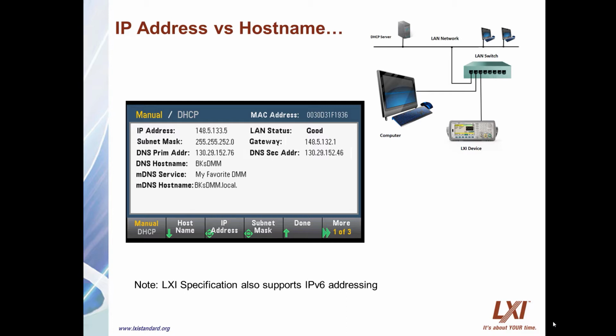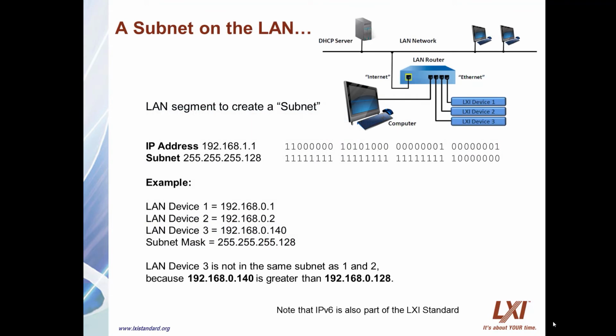Every LXI device is required to have a host name, and when it connects to the LAN, it will get an IP address associated with that host name. This is also an example of the mDNS discovery protocol showing the host name and service name, as used typically by printers, which is required by the LXI specification. In this case, you can actually identify a particular product on the LAN by its service name, such as My Favorite DMM. For printers, you typically would present a location description.